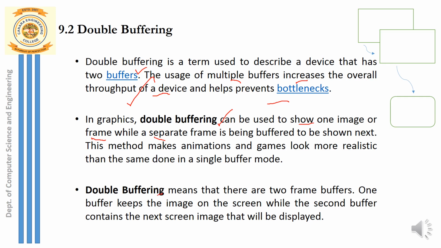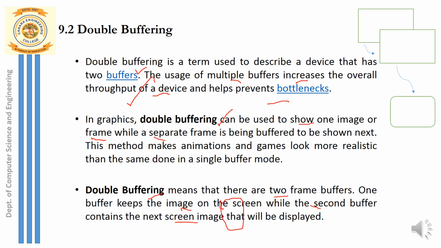So double buffering finally means that there are two frame buffers. One buffer keeps the image on the screen, so it always maintains the final image that you display on the screen. The second buffer maintains the next image that you are supposed to display. What do we mean by the first image and second image? That is the series of images, the series of frames, that you display if you are displaying an animation.